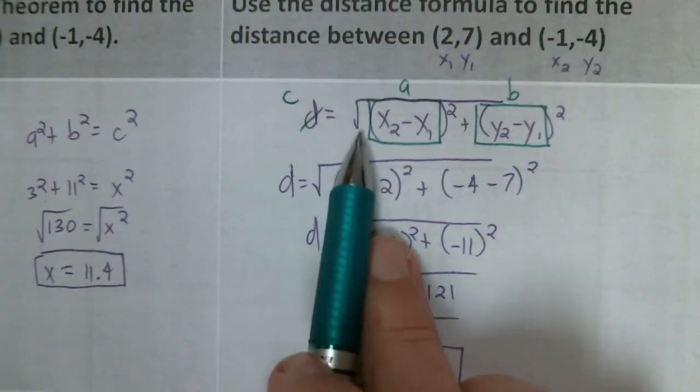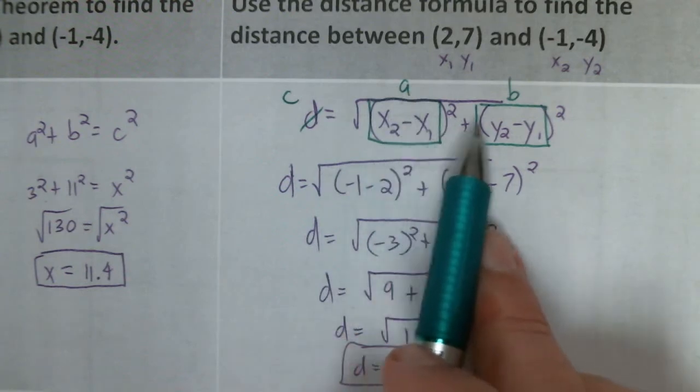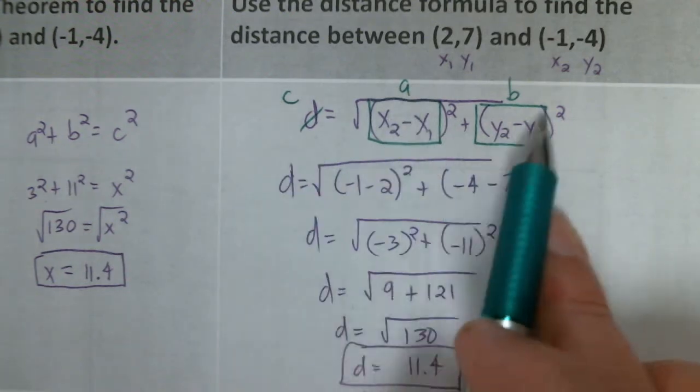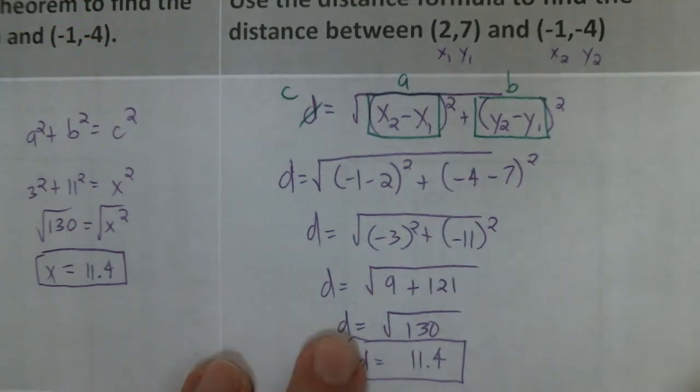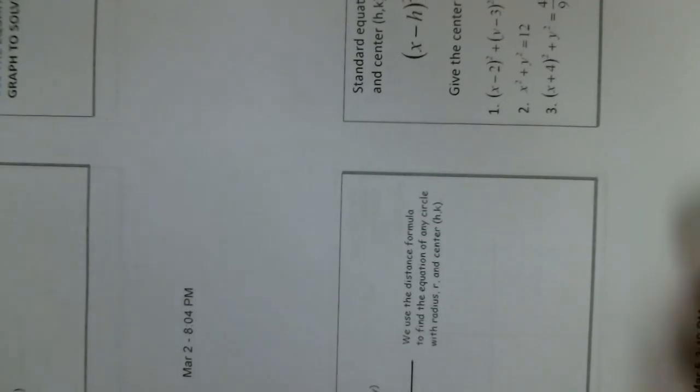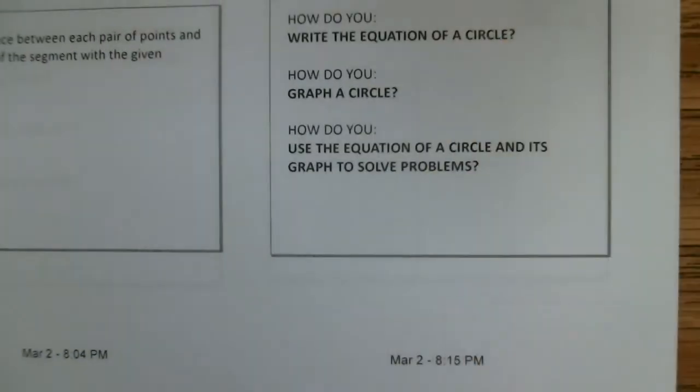And then C is going to be equal to the square root of A squared plus B squared. This is just another way of doing Pythagorean theorem. Okay, so I want you guys just to keep that in mind as we go through this lesson here. Distance formula is just Pythagorean theorem. Okay, so let's start with our notes here.